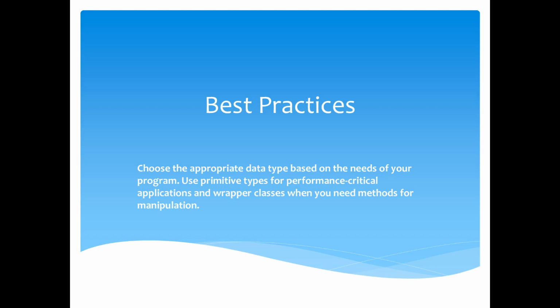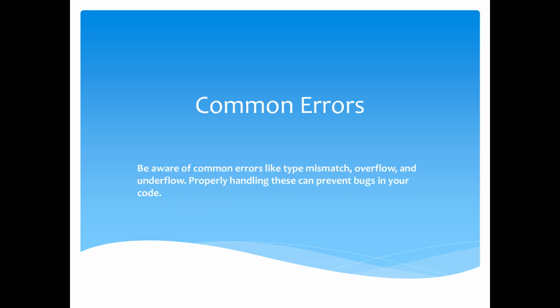Best practices. Choose the appropriate data type based on the needs of your program. Use primitive types for performance-critical applications and wrapper classes when you need methods for manipulation. Common errors. Be aware of common errors like type mismatch, overflow, and underflow. Properly handling these can prevent bugs in your code.